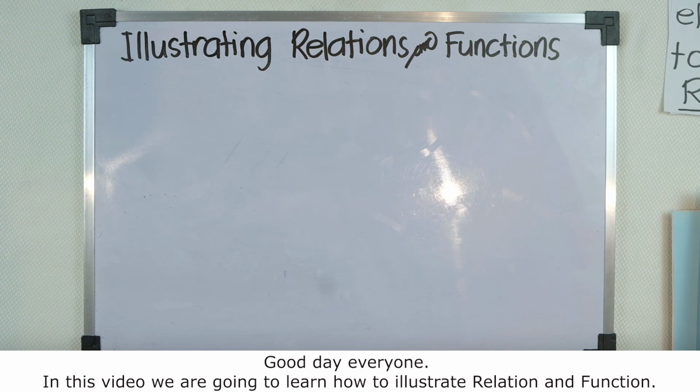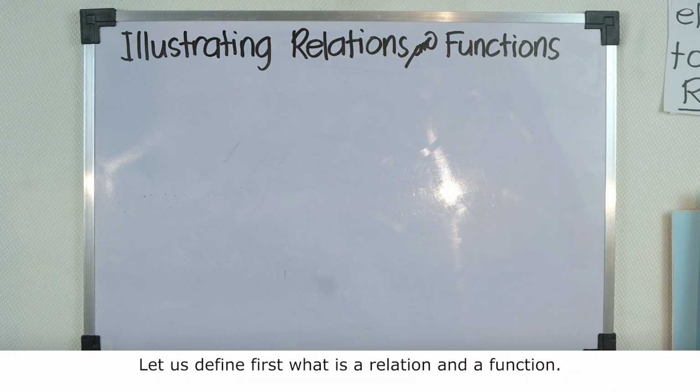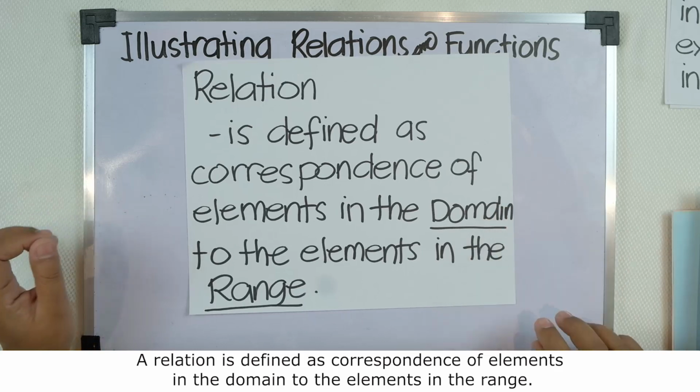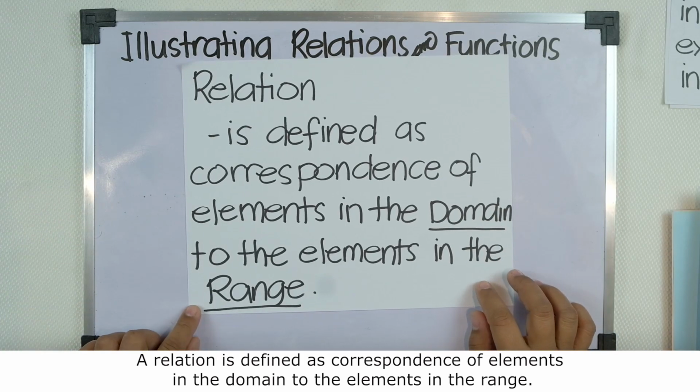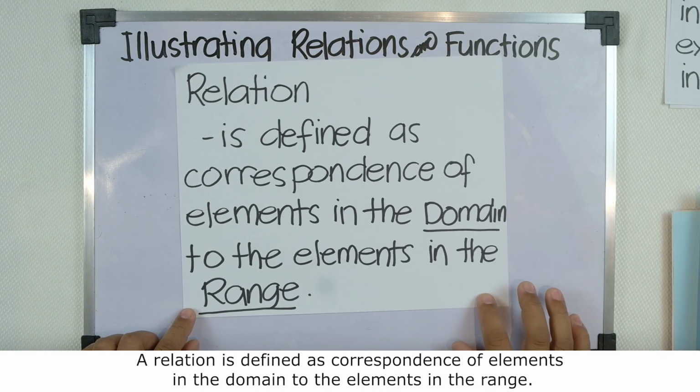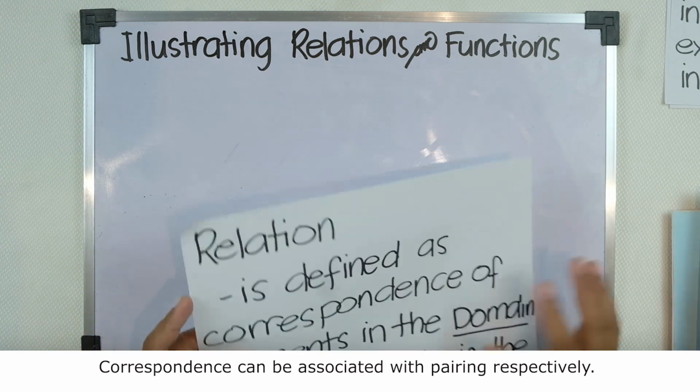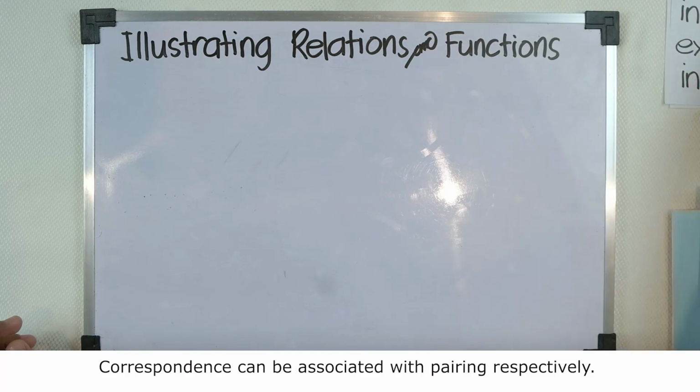Good day everyone. In this video, we're going to learn how to illustrate a relation and function. Let us define first what is a relation and function. A relation is defined as correspondence of elements in the domain to the elements in the range. Correspondence can be associated with pairing respectively.